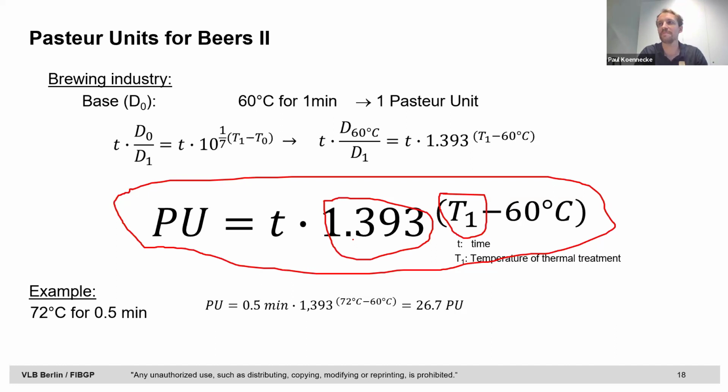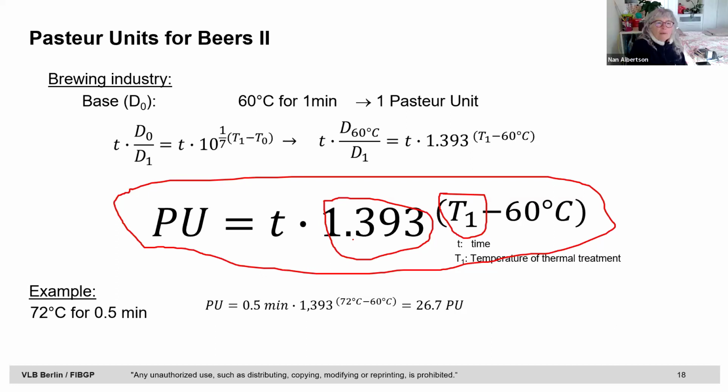And when you go to juice, for example, you have another factor, and you also have another base for that factor. So the base is not 60 degrees for 1 minute, it's 80 degrees for 1 minute. And then you say pasteurizing units for juice, which are not the same pasteurizing units as for beer. But you mentioned that correctly. It's very media specific, and you have to find that out somehow.